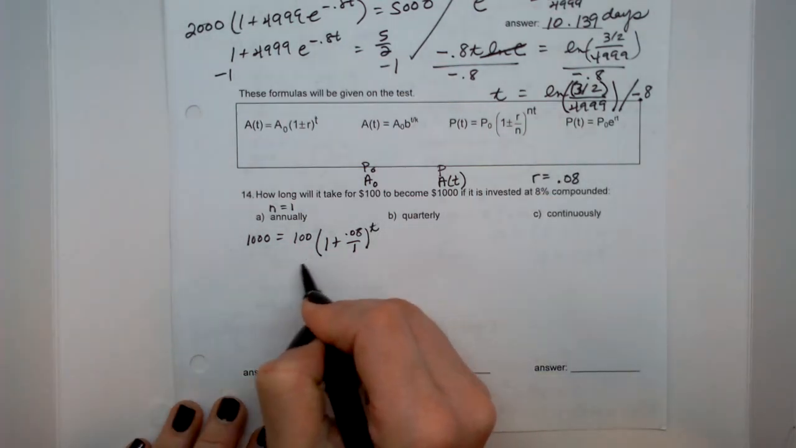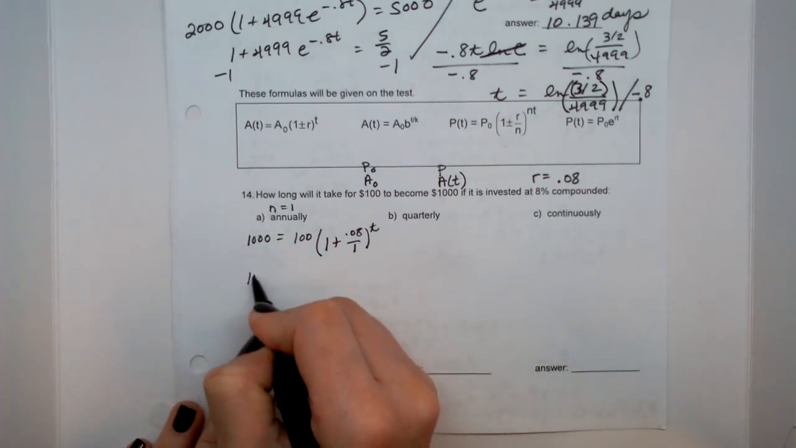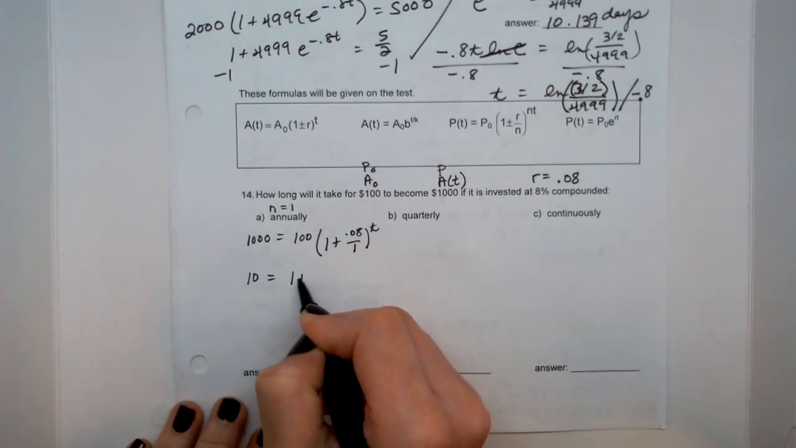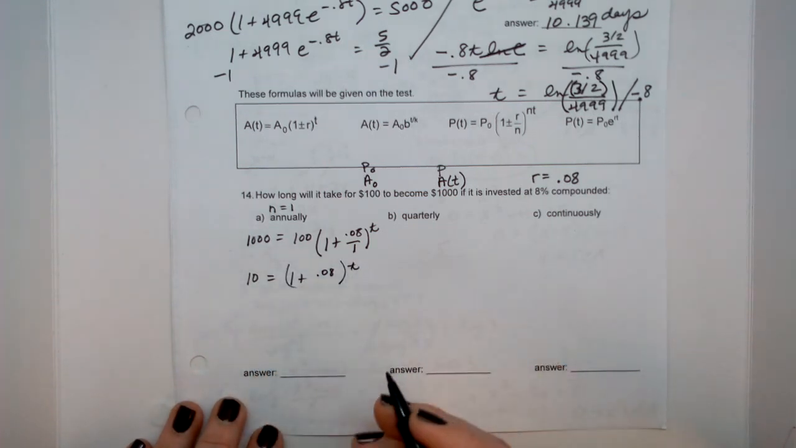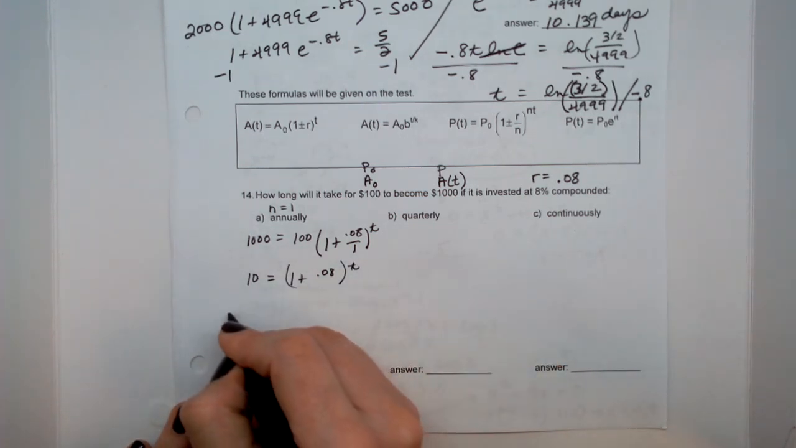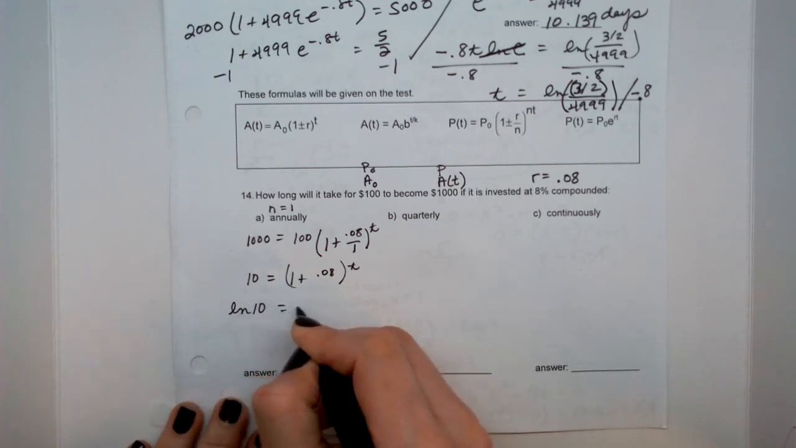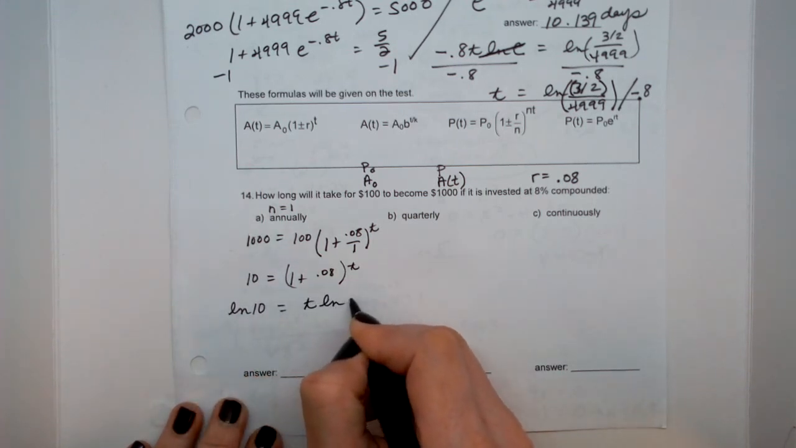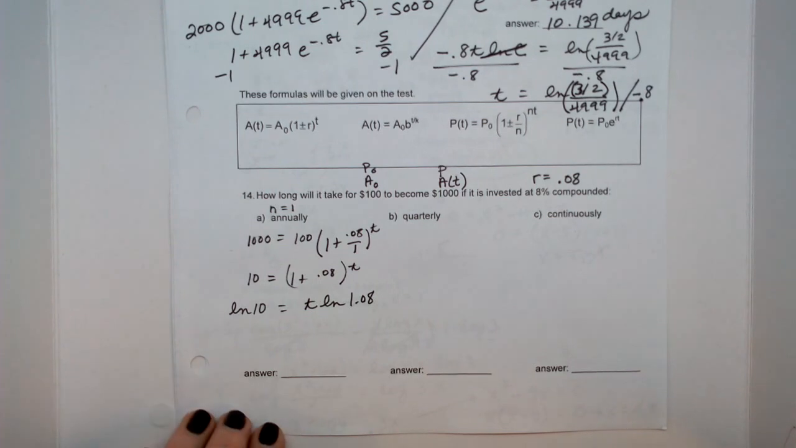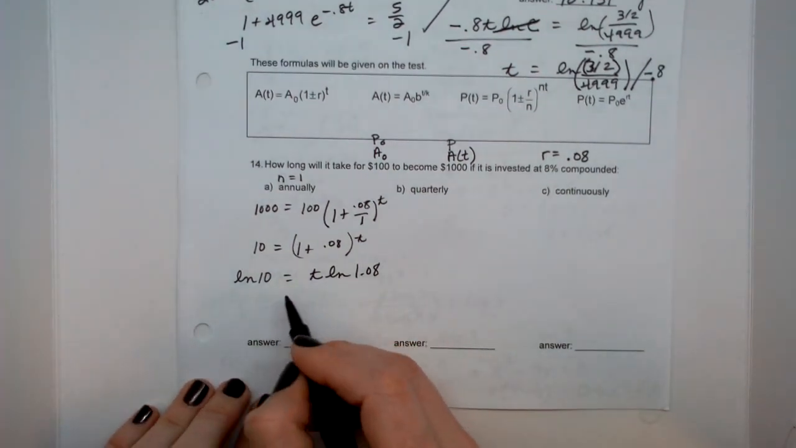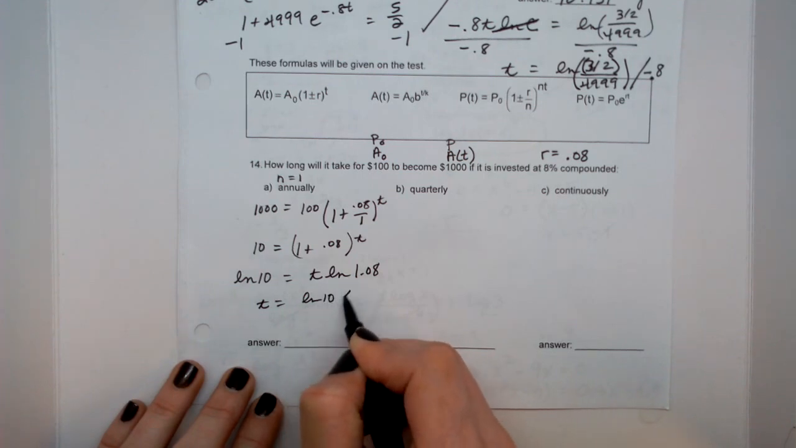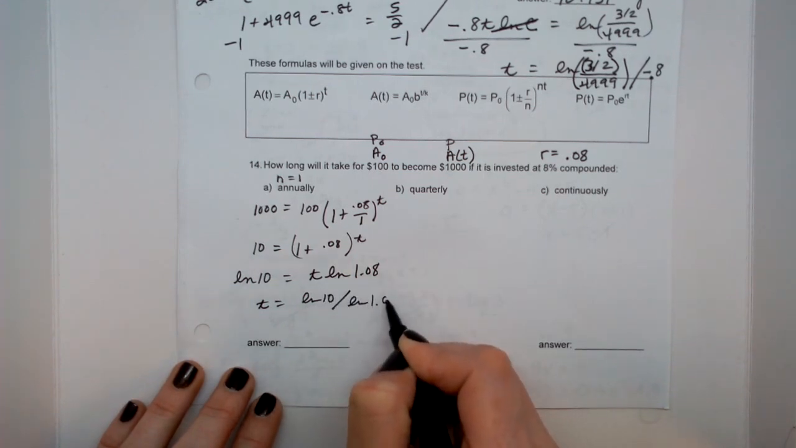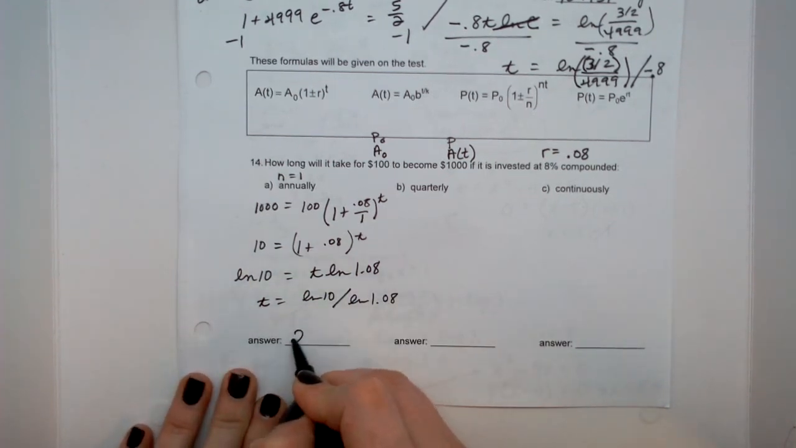Okay, so go ahead and divide by 100 on both sides so that you have 10 is equal to 1 plus 0.08 to the t. Now take the natural log of both sides, so we have the natural log of 10 is equal to t times the natural log of 1.08. And then just divide by ln 1.08. So we have t is equal to ln 10 divided by ln 1.08. And that gives us 29.92 years.